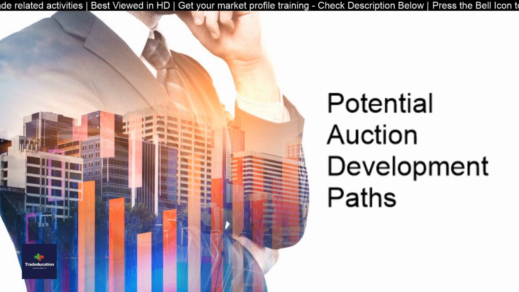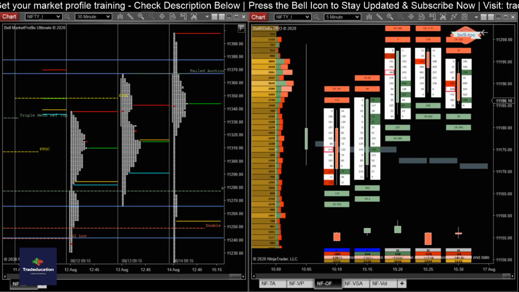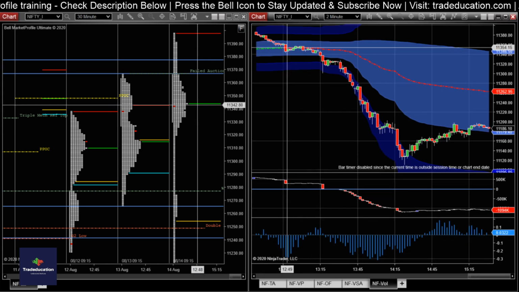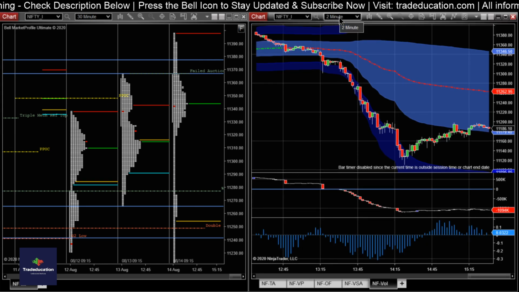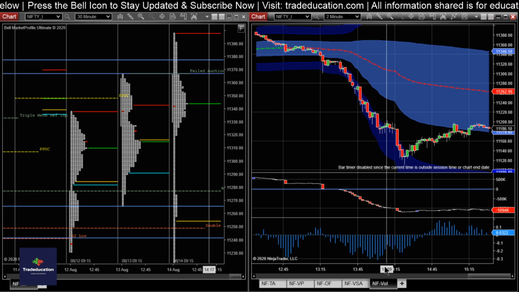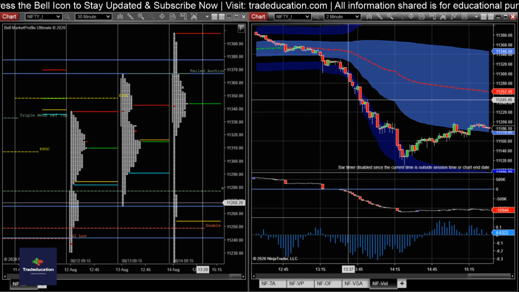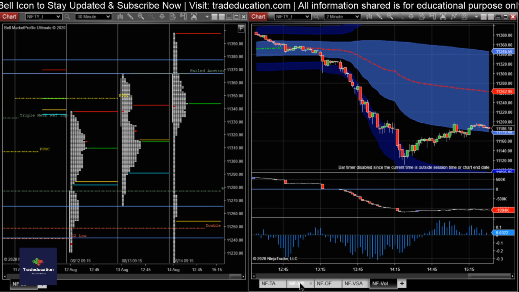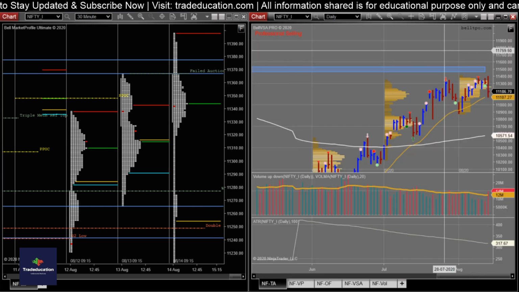Okay. So, before I share today's analysis, let's look at what happened last Friday, and what the potential auction development paths for today could be. Let me share the screen, and one thing to note is that I'm facing some issue with the volume chart, so now I'm back to the minute chart. I do prefer the volume chart, but I think the issue is either with Ninja Trader or with the data feed.